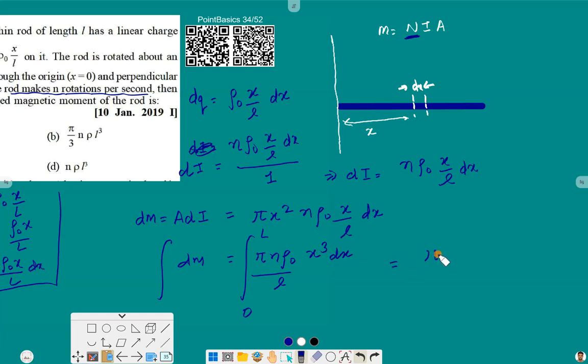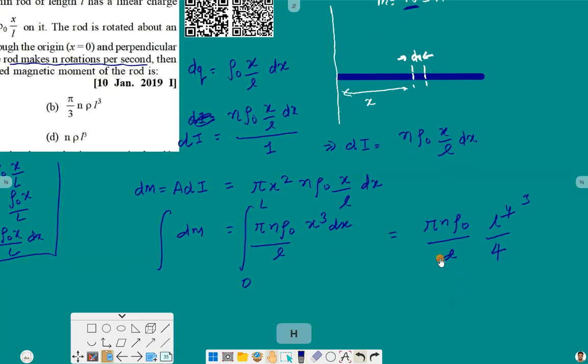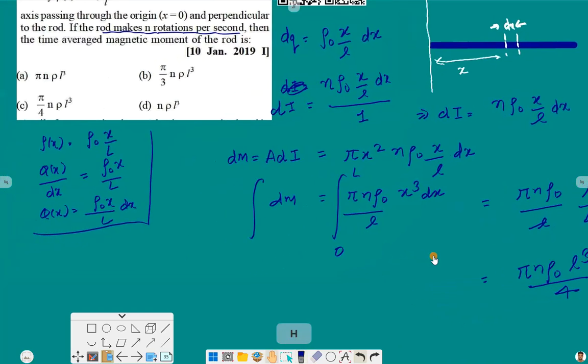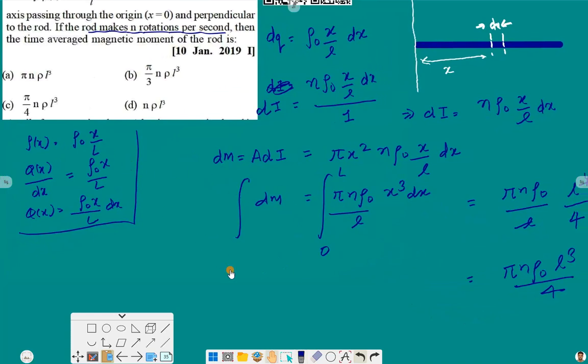So it will be pi n rho node by L, integration of x cube dx will be x^4 by 4, and putting limits it will be L^4 by 4. So it gets cancelled, and we will have a result pi n rho node L cube by 4, and if we match it, it matches perfectly with option C. Now let's move to the next question.